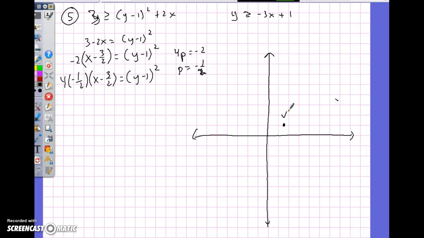My P is what? -1/2. So instead of going to the right 1/2, I'm going to go to the left 1/2 to put my foci. Now the foci is not really important here because I don't mention foci at all in this, but it does allow me to write my latus rectum. So I'm going to go up double P. P is 1/2, so up how far? 1. Up 1, down 1.